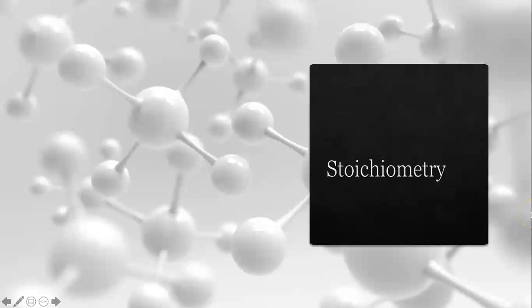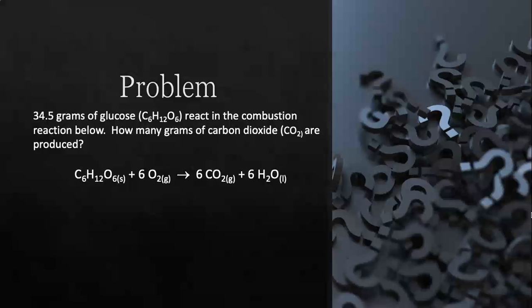Hi everyone, so today we're going to be looking at a simple stoichiometry problem, and I'm going to walk you through the steps of how to solve one. So let's take a look at the problem. We have 34.5 grams of glucose react in the combustion reaction below. How many grams of carbon dioxide are produced?